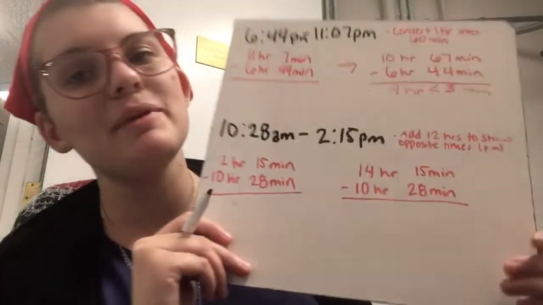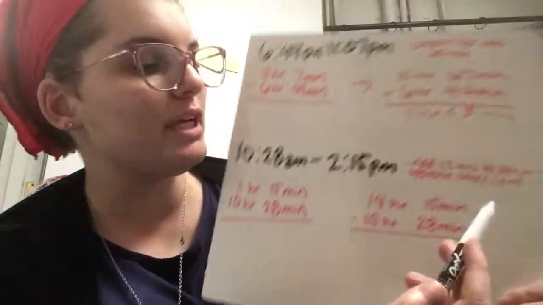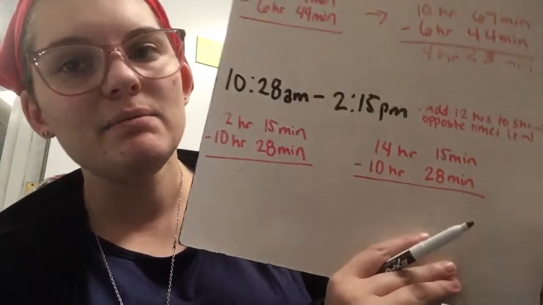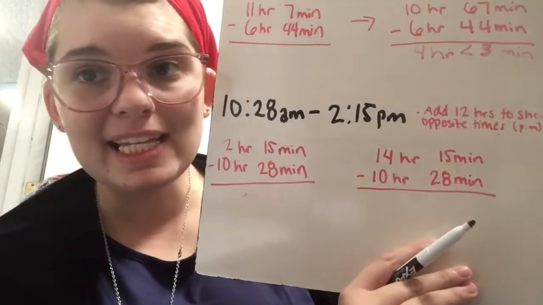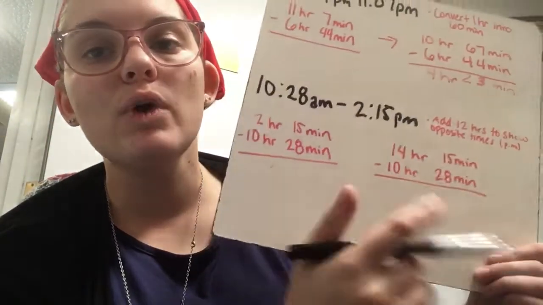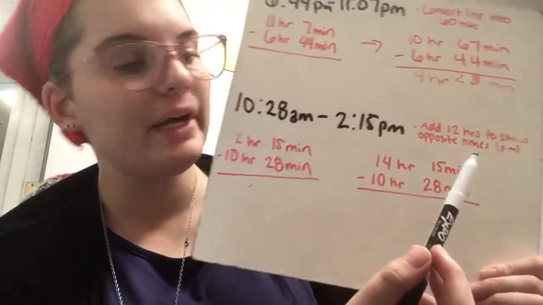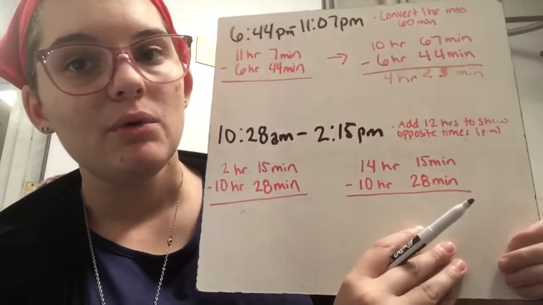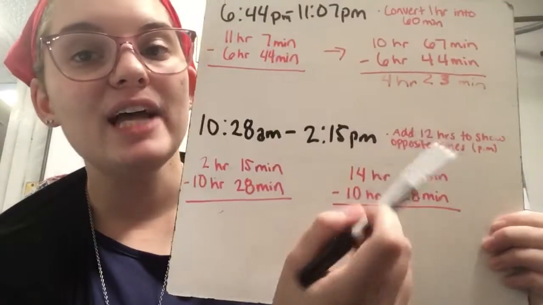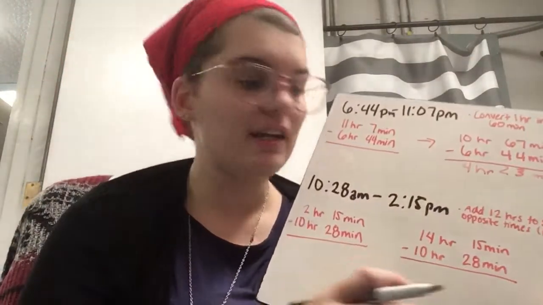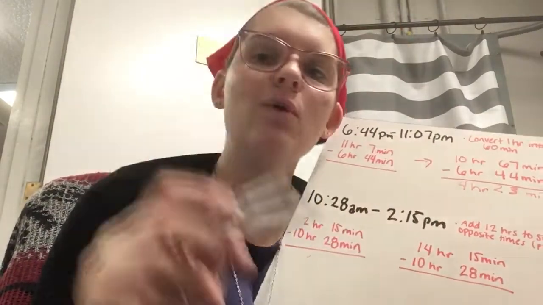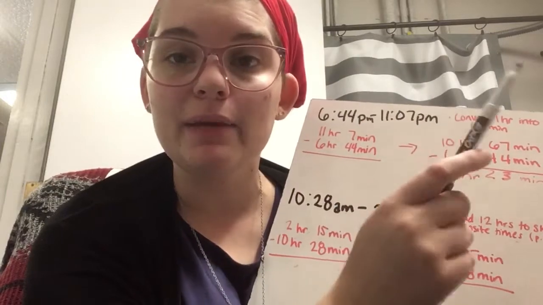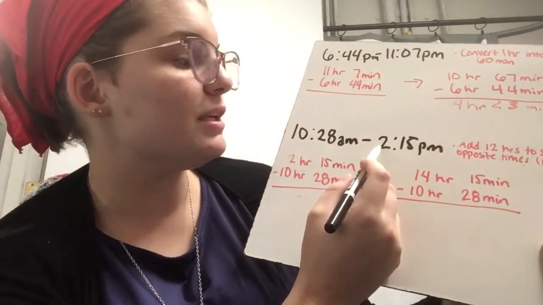Now, if you look at number 2, we have another problem in addition to not being able to do 15 minus 28. And our problem is our end time, 2:15, is way smaller looking than the 10:28. However, if you notice, one is AM, one is PM, okay? So when they're opposite times, what you can do to the end time is add 12. So especially for AM to PM, if I'm in PM, 12 whole hours of my day have already gone by before I hit PM. So I can add that 12 hours to where it says 2:15.